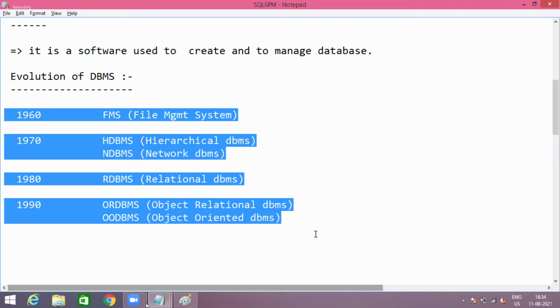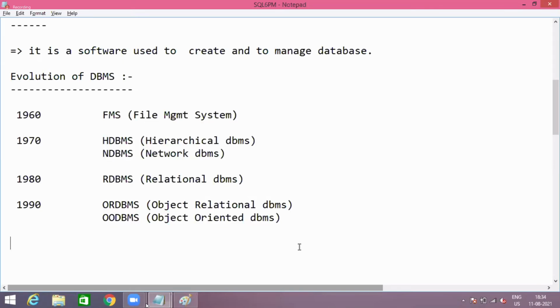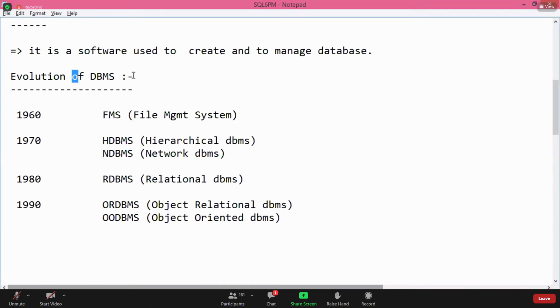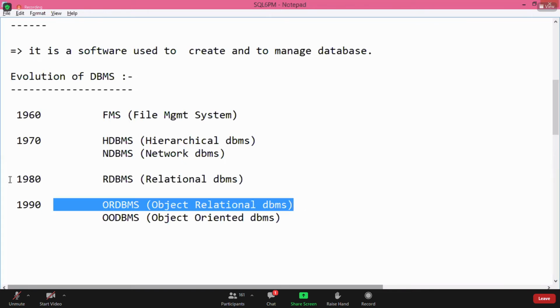Now tell me, what is SQL Server? SQL Server comes under what? SQL Server is a software. What software? DBMS software. What type of DBMS? RDBMS software. SQL Server is a DBMS software, basically RDBMS, and it supports the features of RDBMS.